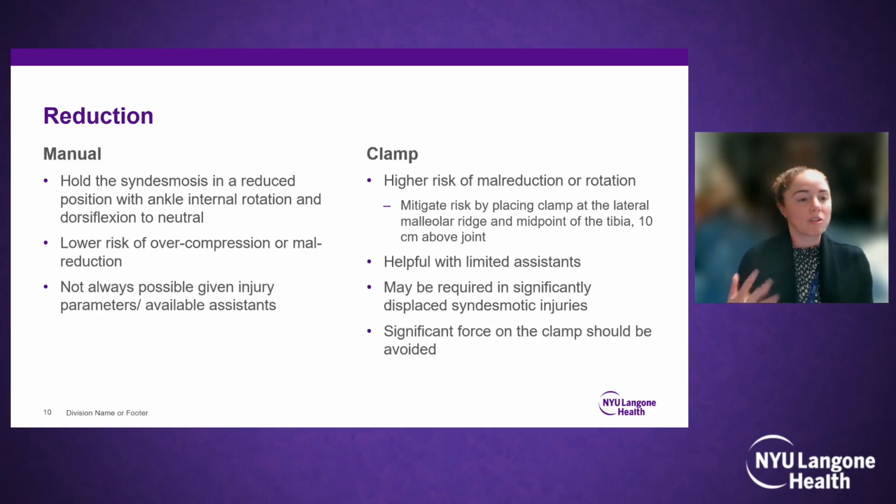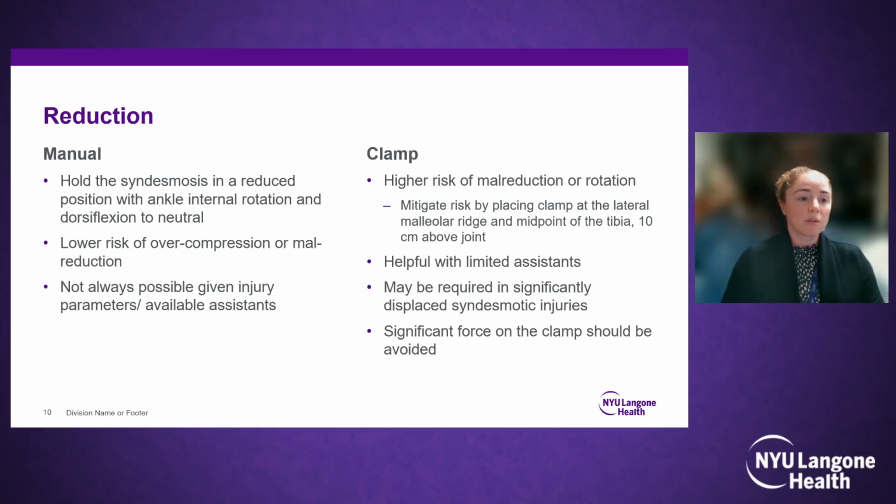But how do you go about doing that? There's 2 real different ways that you can fix the syndesmosis. And holding the reduction can sometimes be very challenging. So I found that it's best to manually reduce the syndesmosis, which means holding the foot in dorsiflexion, because the talus is wider anteriorly. So if the foot is plantar flexed, you can overcompress the syndesmosis, and internally rotating the ankle to reduce the medial clear space into a reduced position.